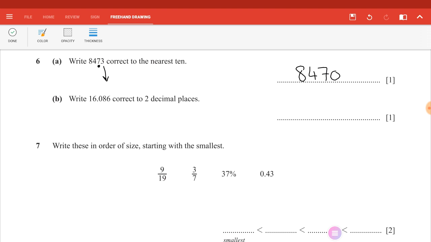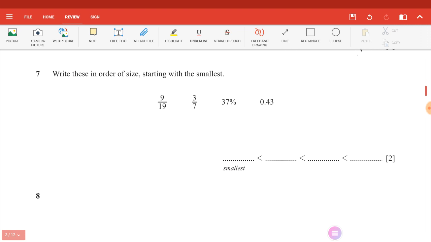Write 16.086 correct to 2 decimal places. This is the first and second places. It will be 16.09, because when you cancel the 6, it's a strong number, so it will carry up 1 to the 8 to be 9.